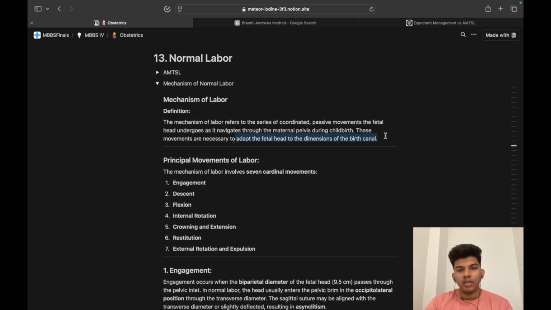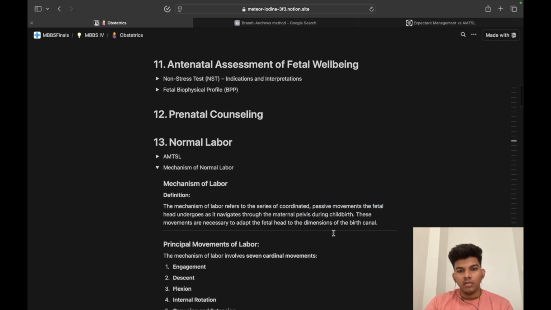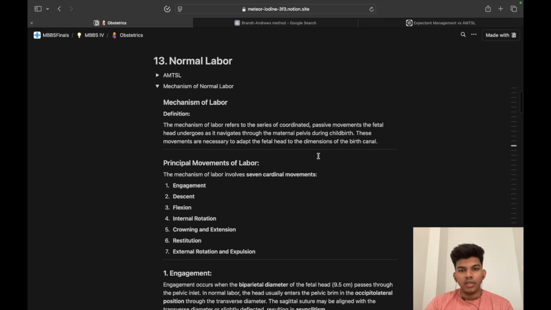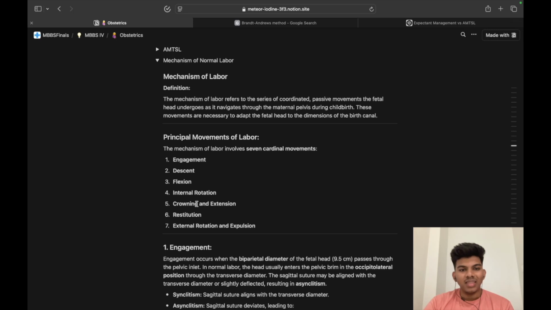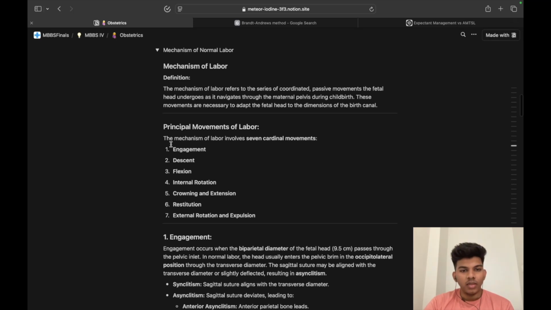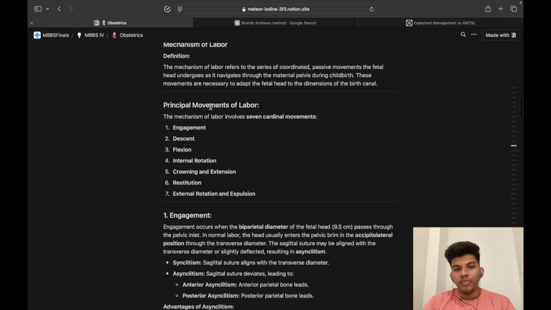Something similar you might have noticed in the previous topic, molding. Even over there it helps in this process. Coming to the principal movements, these are the headings and we will go under each of them with a lot more details. Mechanism of labor involves 7 cardinal movements. First one is engagement, next is descent, then flexion, internal rotation, crowning and extension, restitution, external rotation and expulsion.